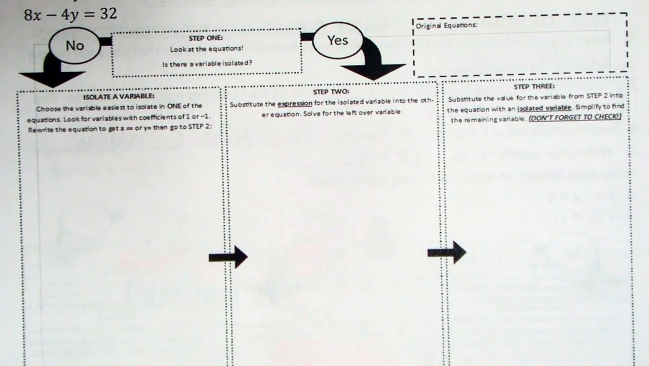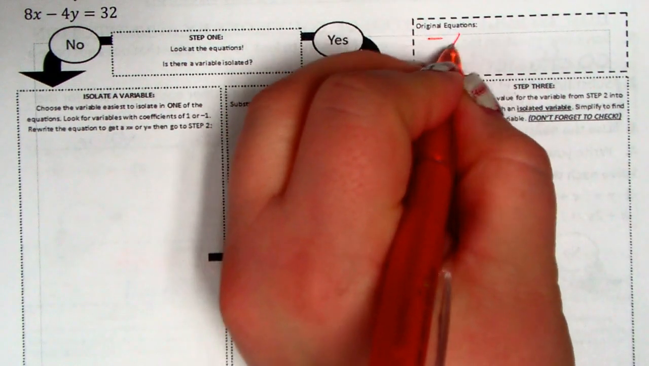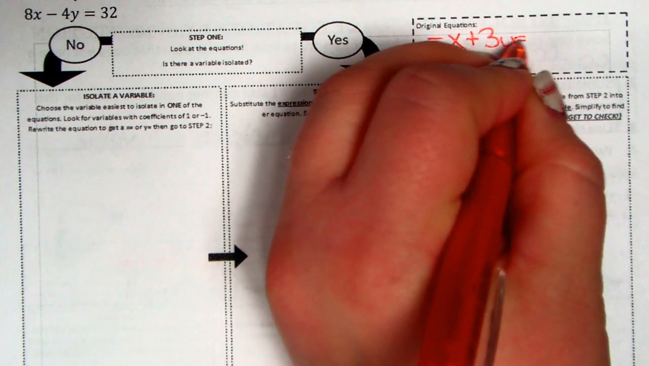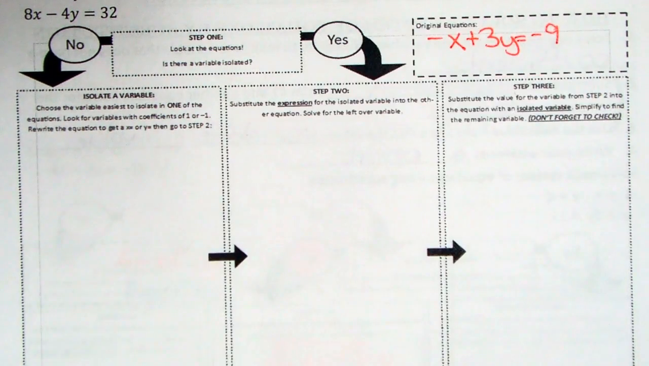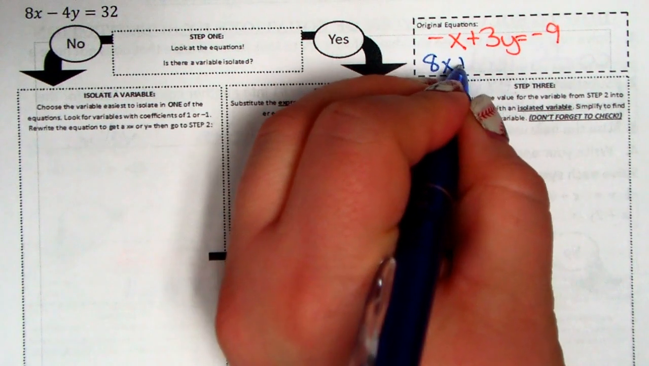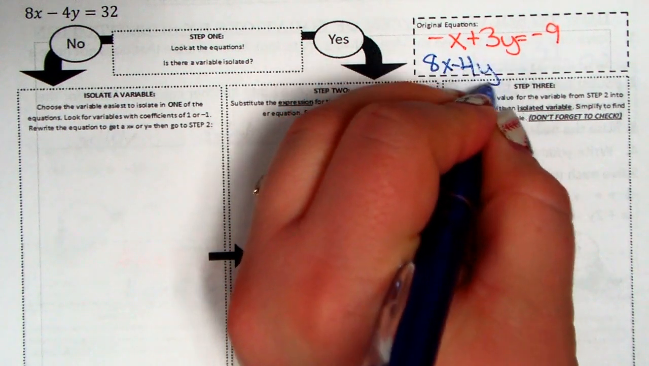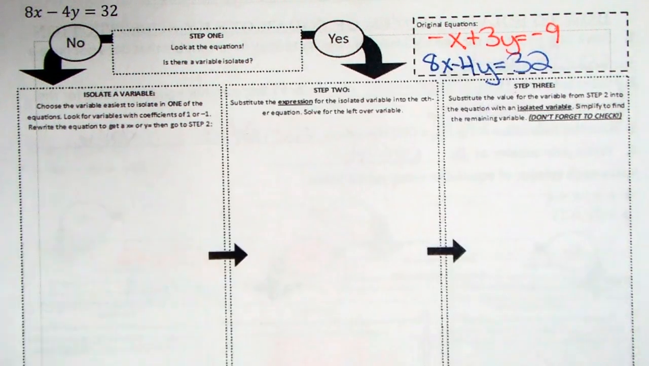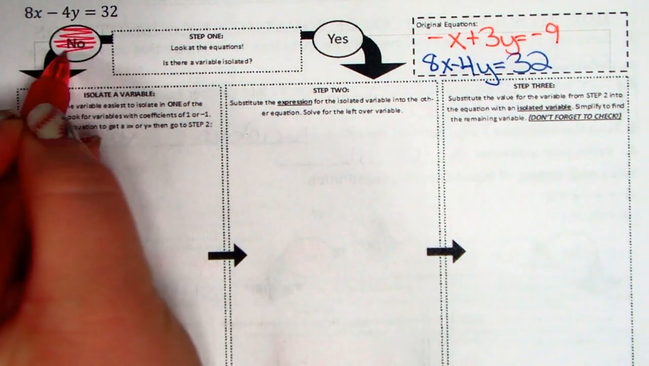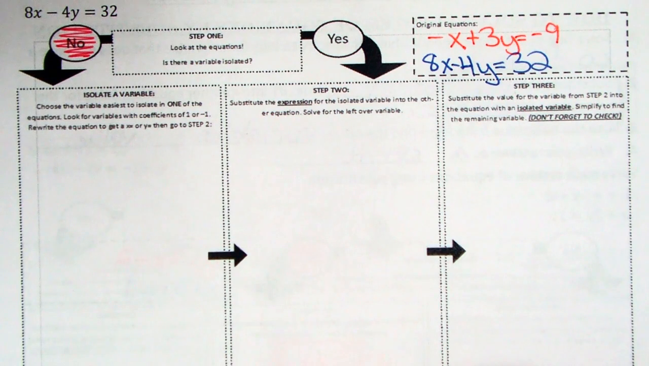So number 2, we have our two equations. Our orange equation will be -x plus 3y equals -9. And our blue equation will be 8x minus 4y equals 32. And we ask ourselves always first, is there a variable that's already isolated? And in this case, there isn't a variable that's already by itself. We have to actually do that.